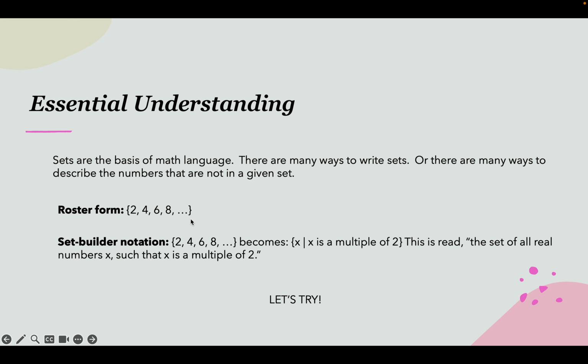Let's try another one. This is a different way to write it. It's called set builder notation. So here's roster form: 2, 4, 6, 8. It still has a bracket. Then we have x, where the line means whereas. So x, whereas x is a multiple of 2. This is read: the set of all real numbers x such that x is a multiple of 2.